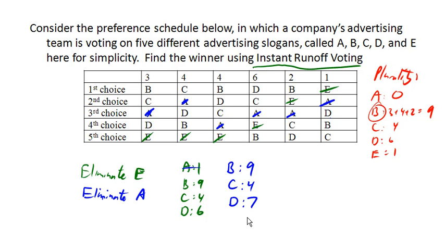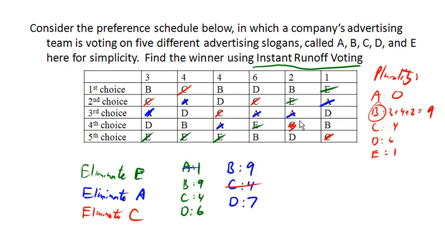So who do we eliminate next? Next we eliminate C, because C is the one with the fewest number of first choice votes. And so now C is going to get eliminated. Let's see what our new standings are.